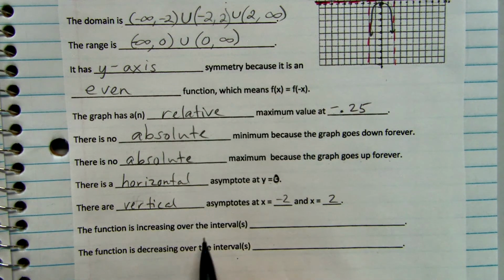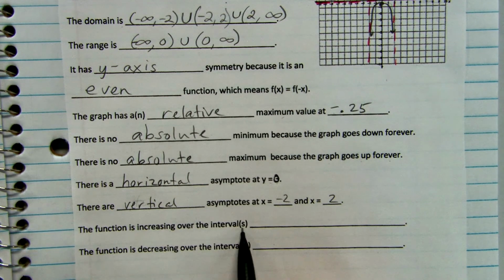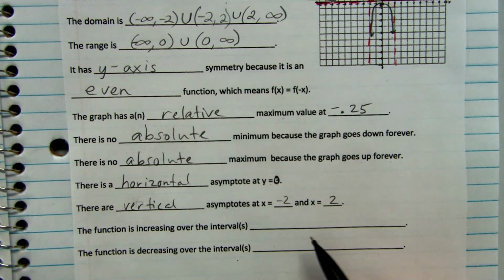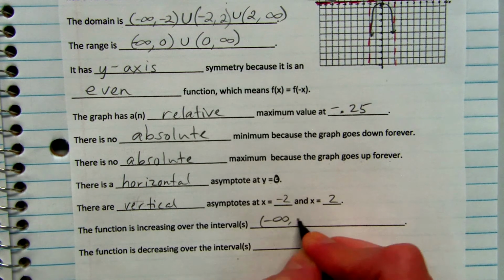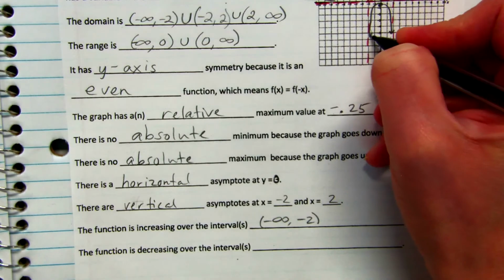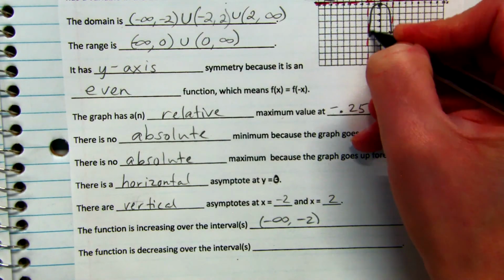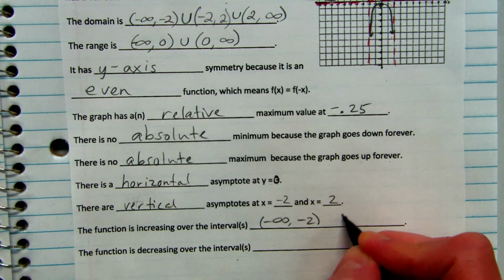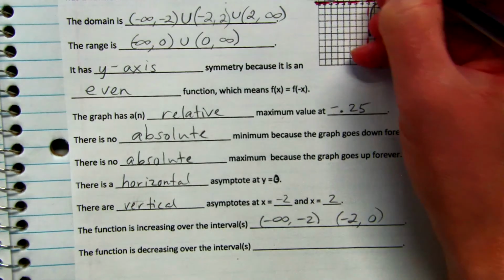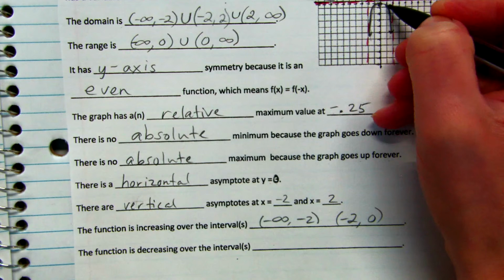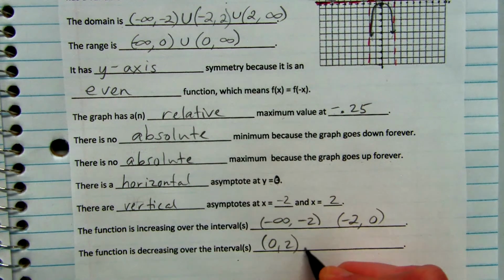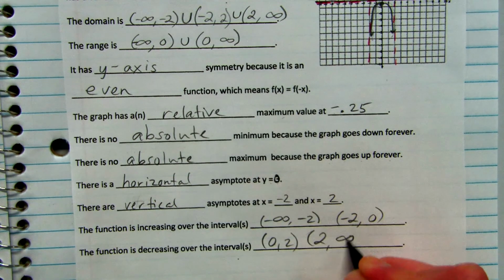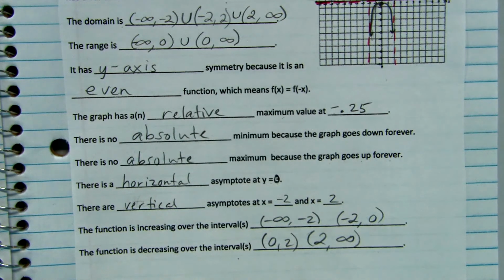And then the function is increasing over the intervals and decreasing. So increasing, this part would be increasing right here. So that's -infinity to -2. It's also increasing from -2 to 0 for this piece right here. So both this piece and this piece are increasing. And then this is decreasing and that's decreasing. So 0 to 2 and 2 to infinity, it is decreasing. So that's just a good review.